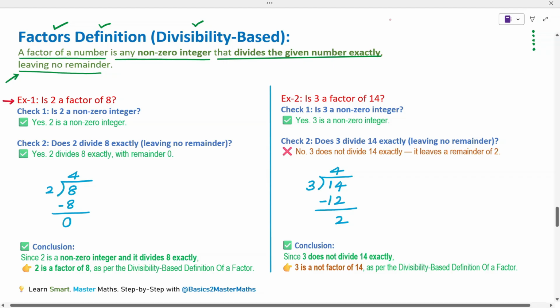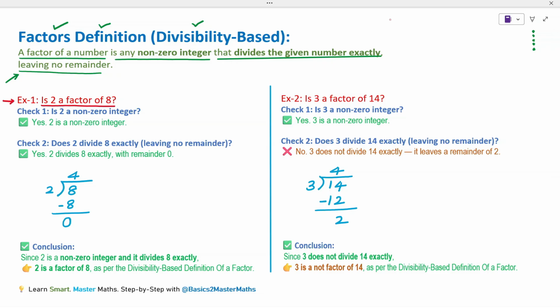Example 1. Is 2 a factor of 8? Let us check. Condition 1. Is 2 a non-zero integer? Yes, 2 is a non-zero integer. Condition 2. Does 2 divide 8 exactly? Let us check. When we divide 8 by 2, we get 0 as the remainder. So, you can say 2 divides 8 exactly.